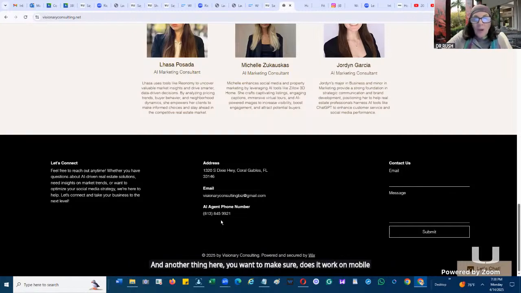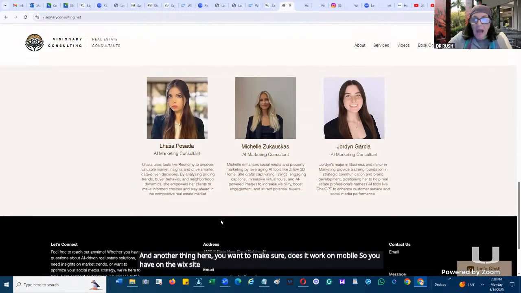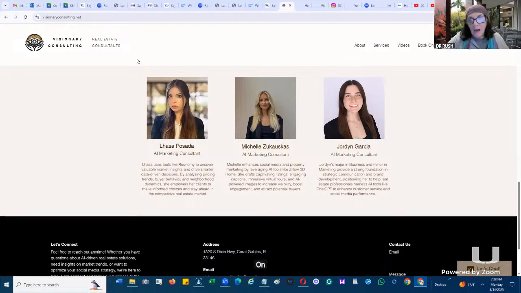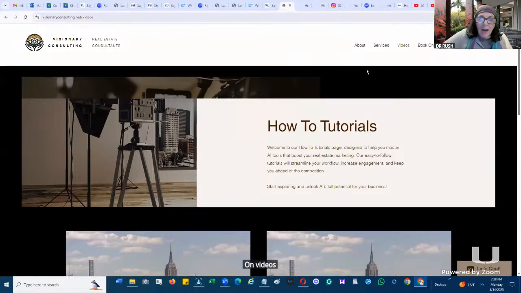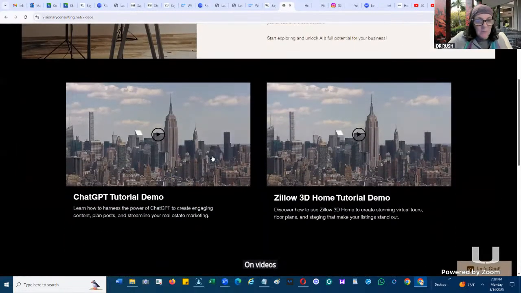And another thing here, you want to make sure, does it work on mobile? In the Wix site, you can check on the top to see how it works on a website, on a browser, and how it works on mobile. It should be done well there too. On videos, how to ChatGPT.